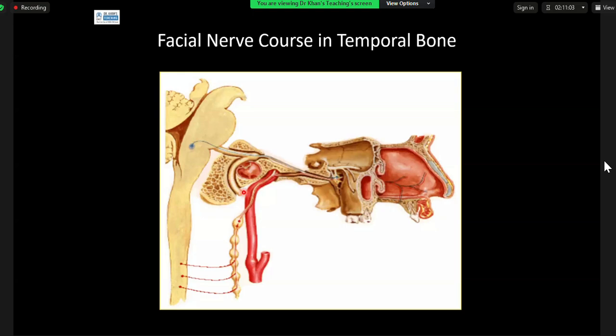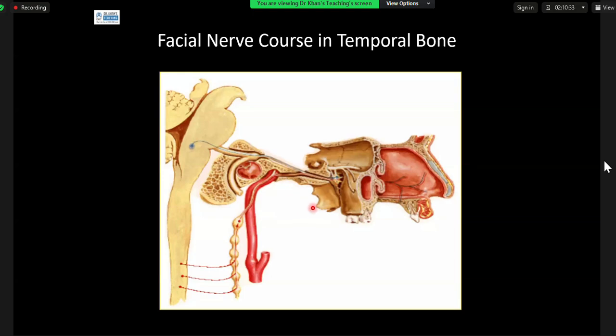At the stylomastoid foramen, it comes out of the base of skull and ends up in the parotid gland. Please remember, at the parotid gland it then divides into branches. In the next session, I will show you more concepts of anatomy and various kinds of cases around it, which can come in the exam.